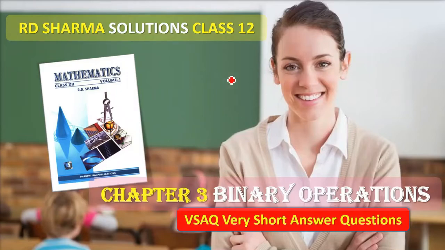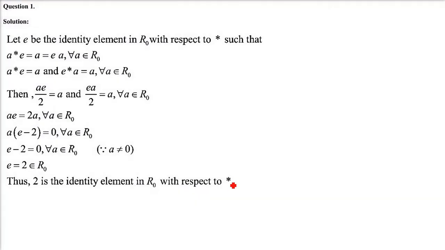We are taking R.D. Sharma solution, class 12, chapter 3, binary operations. This is VSAQ, very short answer question. The first question is, write the identity element for the binary operation star on the set R0.